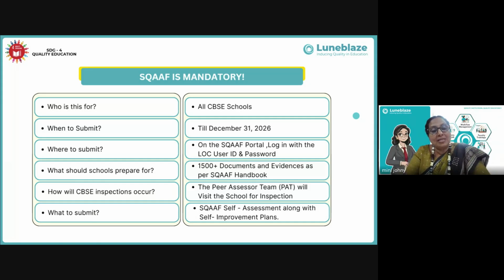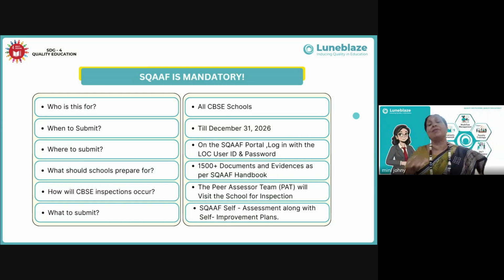How will CBSE inspections occur? A peer assessment team will visit the school for inspection. What to submit? The SQAAF self-assessment along with self-improvement plans. I'll again tell you, as a mentor, when we visit one school, there will be two mentors, two peer assessors, as we are called.